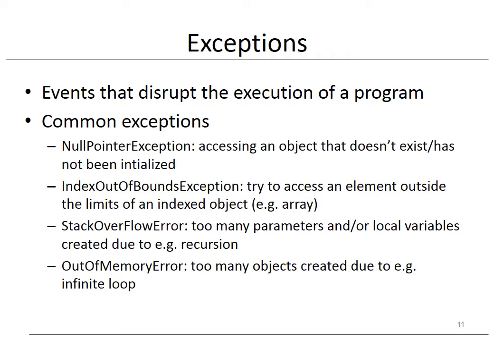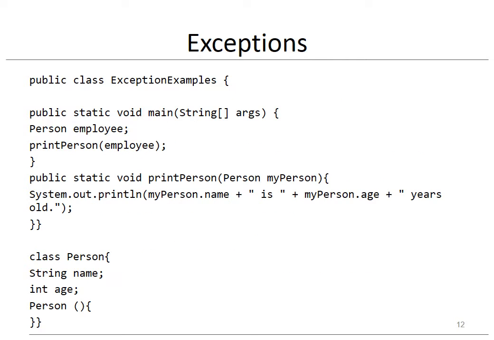Let's give some examples. Here you can see two classes defined. We have a class Person with name and age variables together with an empty constructor. The class ExceptionExamples has two methods, a main method and a printPerson method. In the main method, a variable employee is defined with data type Person, of which the name and age will then be printed using the printPerson method. What do you think will happen if we run the code as is?